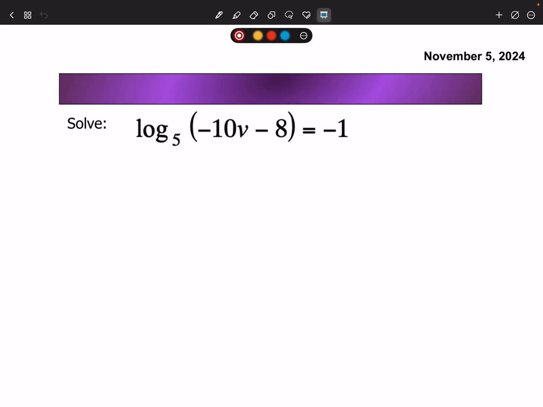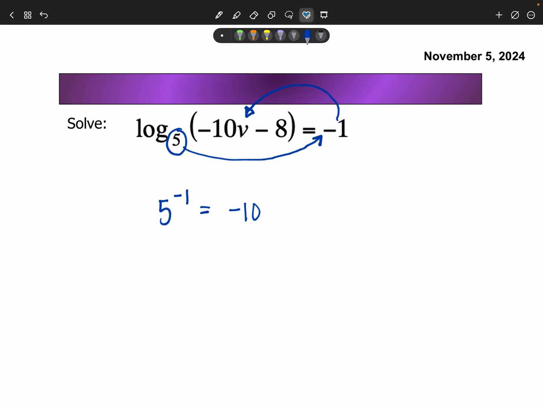Okay, let's try another. We have log base 5 of negative 10v minus 8 is equal to negative 1. I'm going to take the base of 5, raise it to the negative 1 power, and that is going to equal the argument. So 5 raised to the negative 1 power is equal to negative 10v minus 8. Now 5 to the negative 1 power is 1/5 equals negative 10v minus 8.